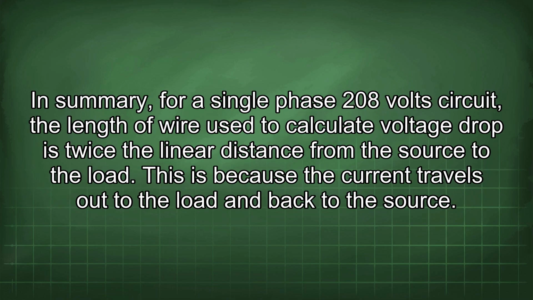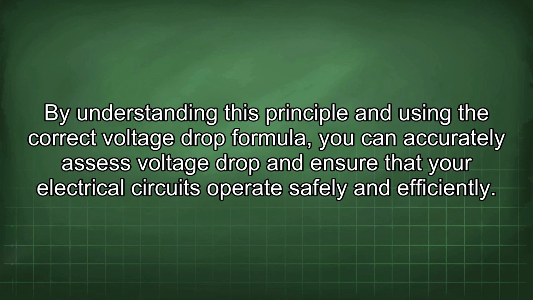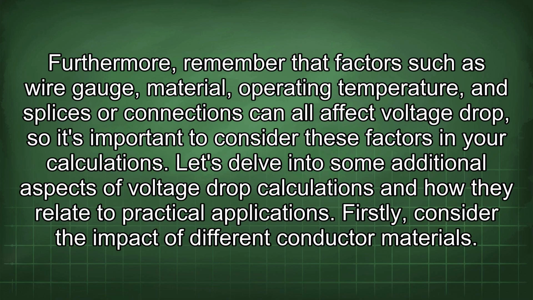In summary, for a single-phase 208-volt circuit, the length of wire used to calculate voltage drop is twice the linear distance from the source to the load. This is because the current travels out to the load and back to the source. By understanding this principle and using the correct voltage drop formula, you can accurately assess voltage drop and ensure that your electrical circuits operate safely and efficiently. Furthermore, remember that factors such as wire gauge, material, operating temperature, and splices or connections can all affect voltage drop, so it's important to consider these factors in your calculations.